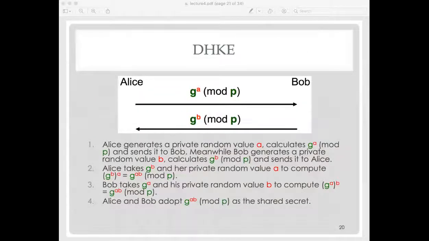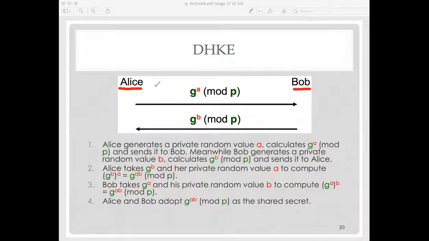So this is the algorithm. It's very simple. Alice and Bob want to create a common secret. They don't know each other. They never met each other before. But they know the network is insecure. There may be anyone who's listening in this network.